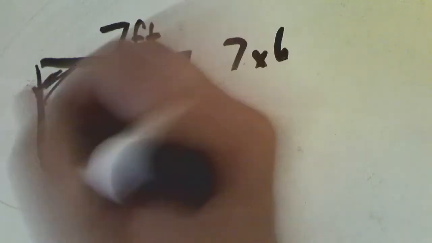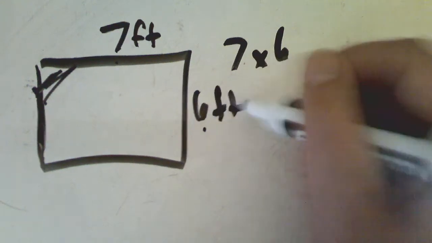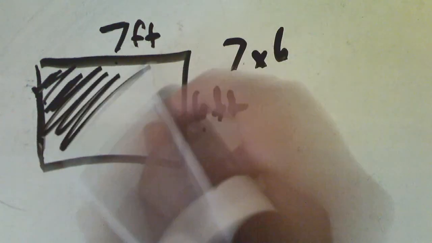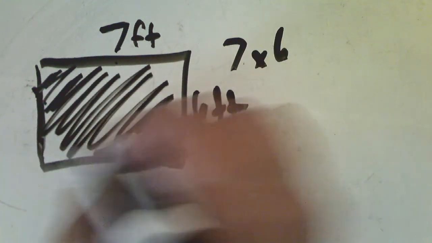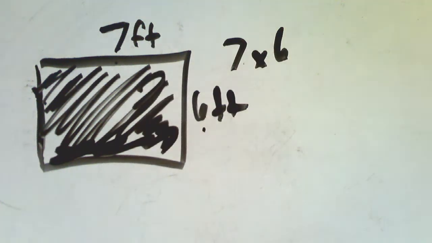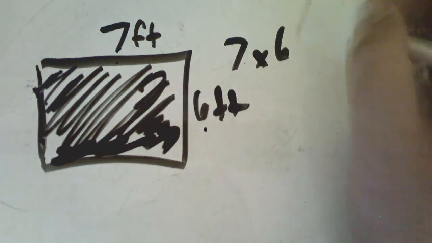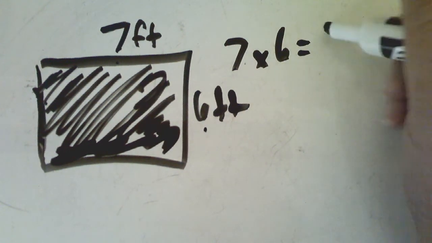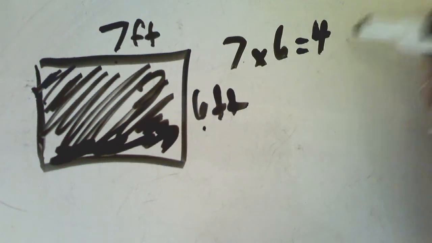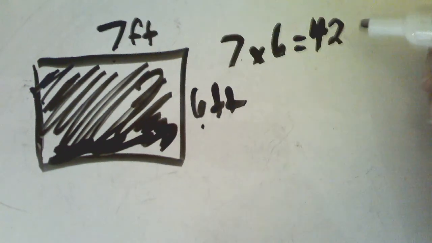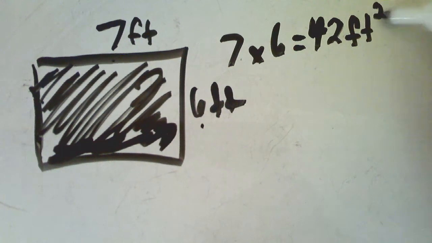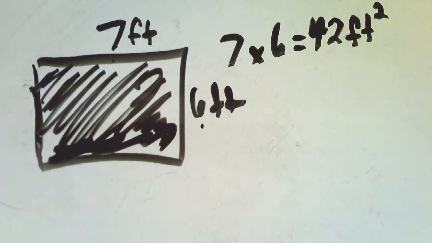Let's say we're doing a yard, and we need grass for the whole middle of the yard. So we need to fill all of this with grass. We need to figure out how much grass we actually need to buy. So we're going to do 7 feet times 6 feet. So 7 times 6 is 42. And when we're doing area like this, you're going to label it feet and then squared because it's a two-dimensional object. Okay? That gives us our area.